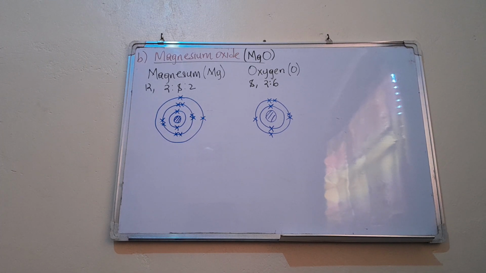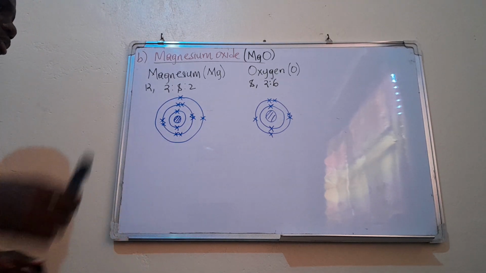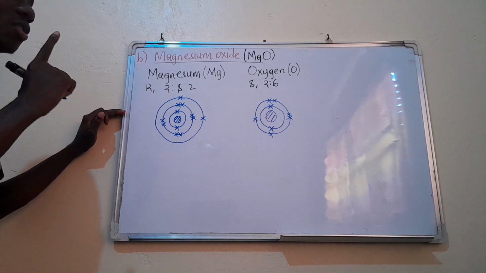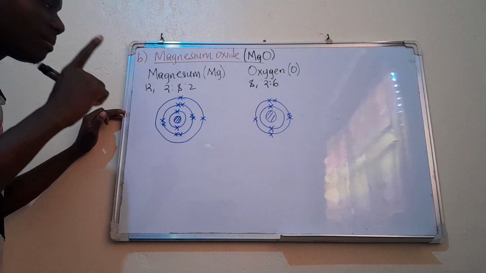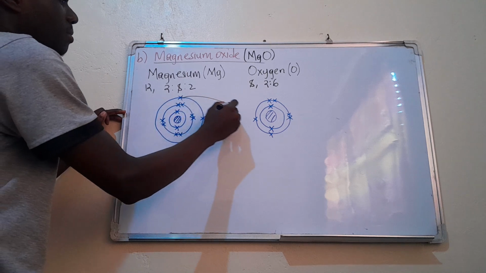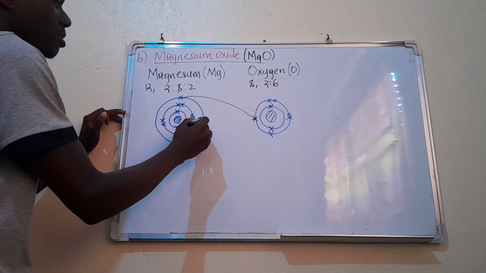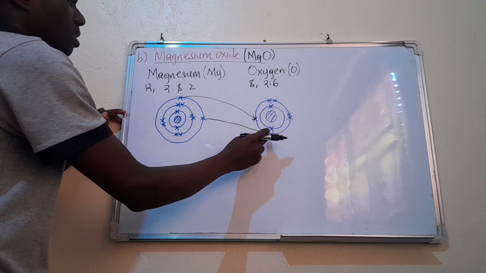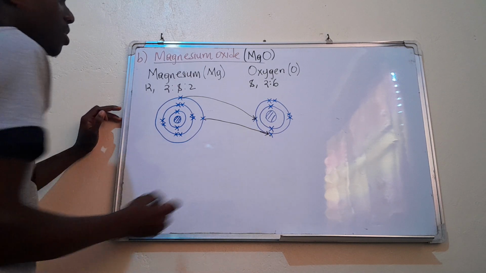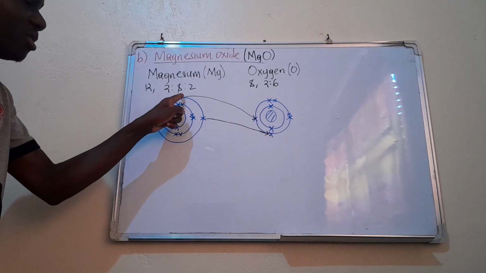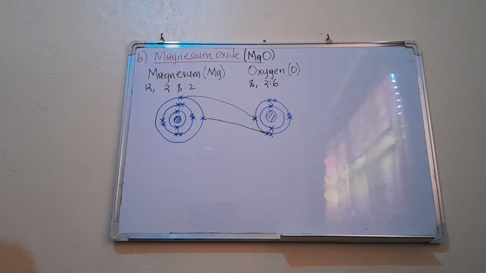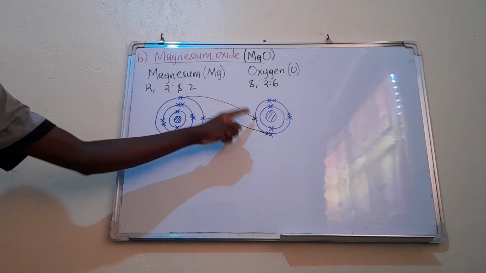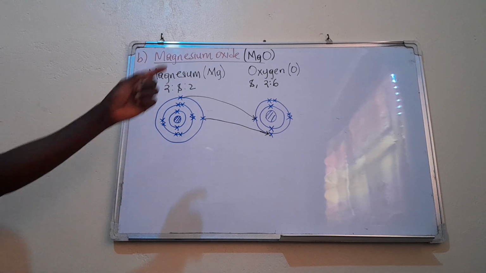We do the same thing during formation of an ionic bond. During formation of an ionic bond, a metal loses electrons to a non-metal. We lose electrons which are strictly unpaired. Magnesium is our metal, so it will lose this electron to that, and it will also lose this to that. So you are seeing that we are transferring unpaired electrons to where there is an unpaired electron on the atomic structure of oxygen.